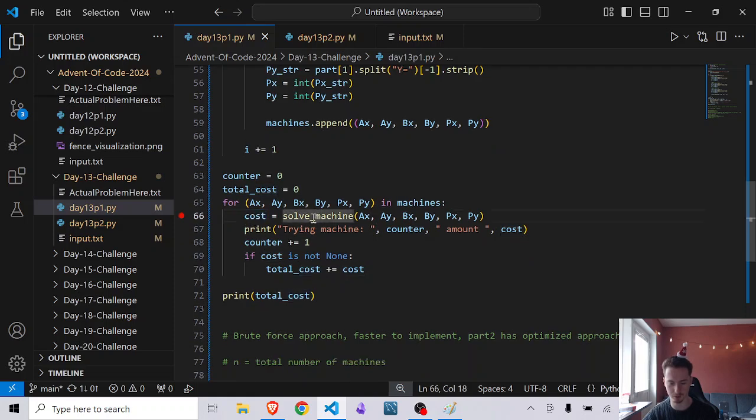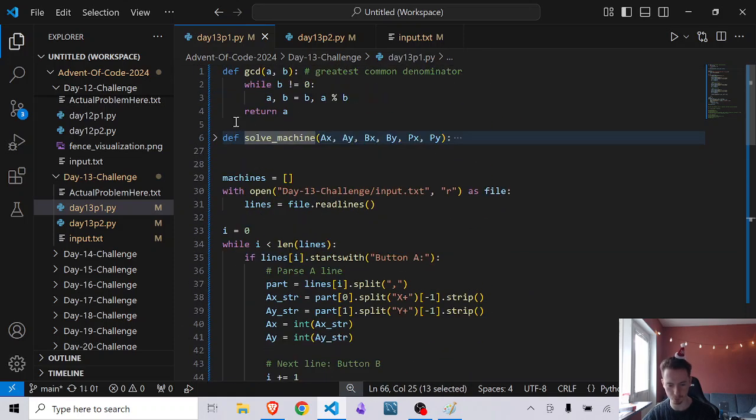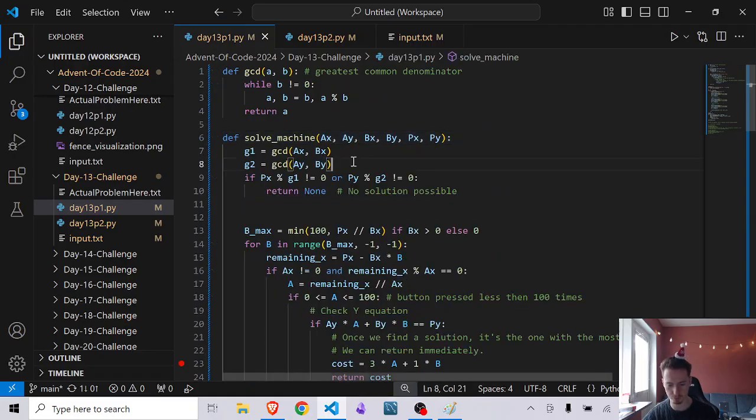And to get this, I've made a solve machine function, which kind of brute forces it. So it's not the most efficient implementation, but we will get to that in part 2. So we solve this by first checking GCD, which is greatest common denominator. And what this means is if we have the number 5 and the number 10, the greatest common denominator is going to be 5, because we can multiply 5 by something to get both the 5 and the 10. So we multiply 5 by 1, we get 5. We multiply 5 by 2, we get 10.